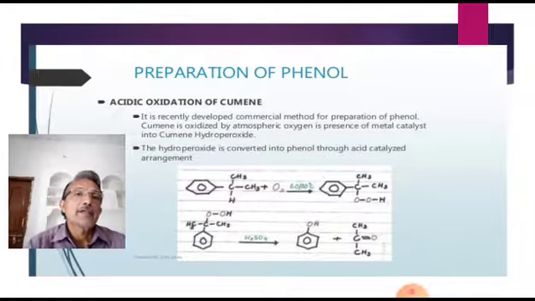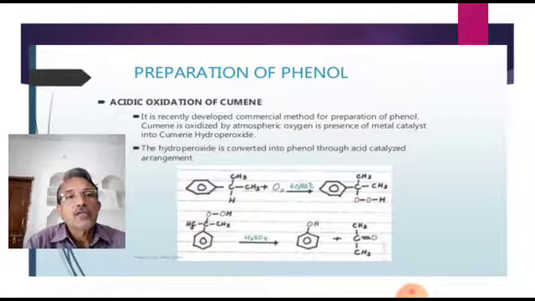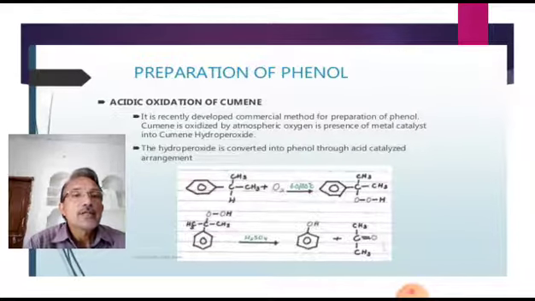Third method, preparation of phenol, acidic oxidation of cumene. It is a recently developed commercial method for preparation of phenol. Cumene is oxidized by atmospheric oxygen in the presence of a metal catalyst into cumene hydroperoxide. So in this method, cumene is converted to cumene hydroperoxide.